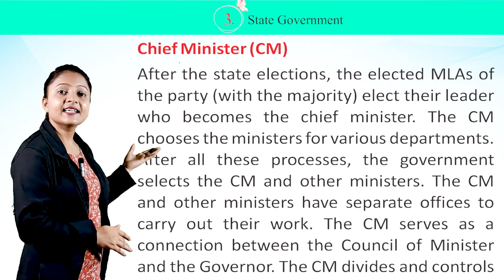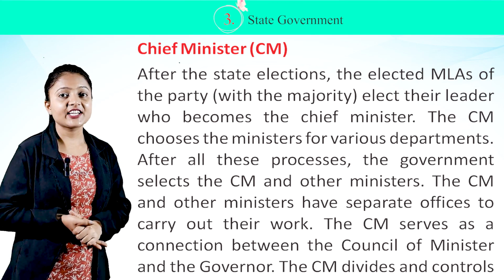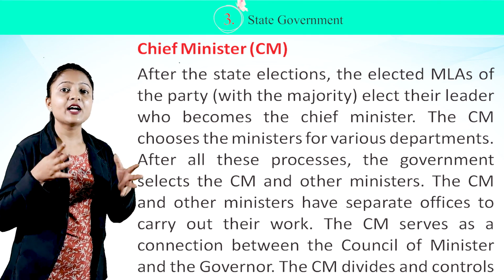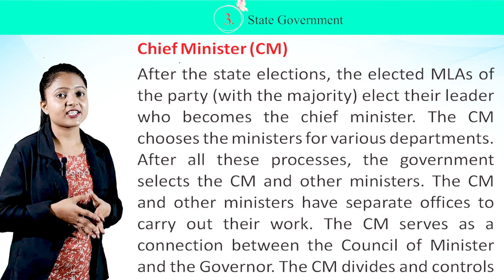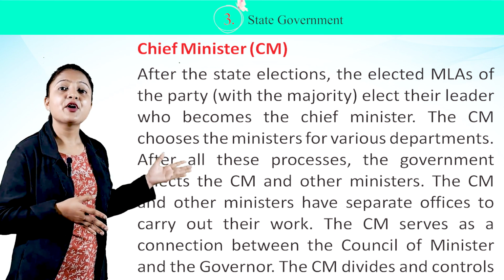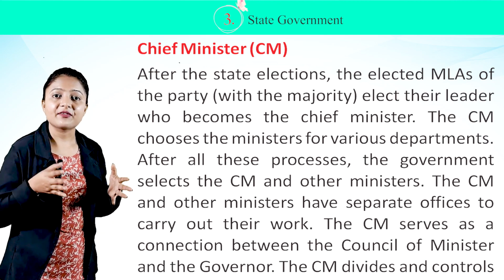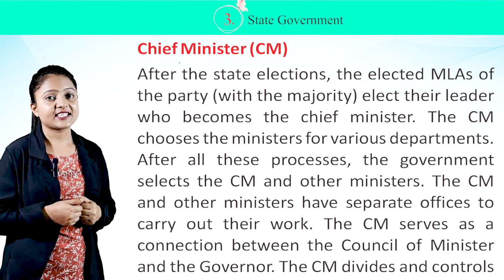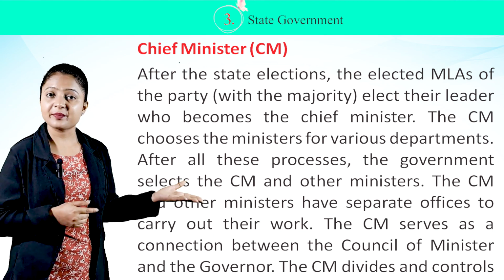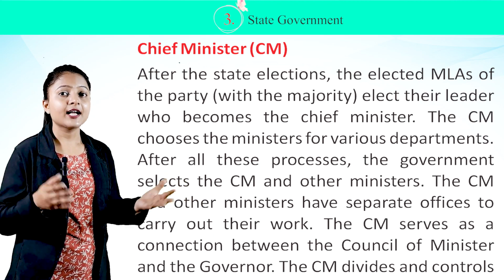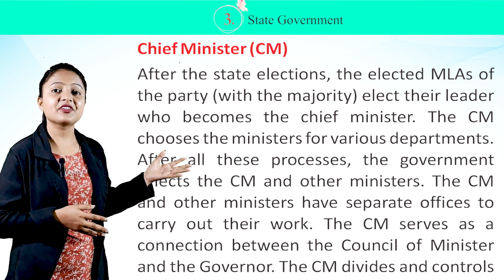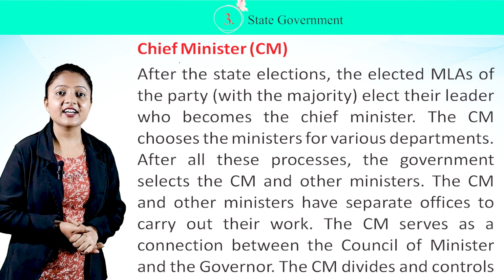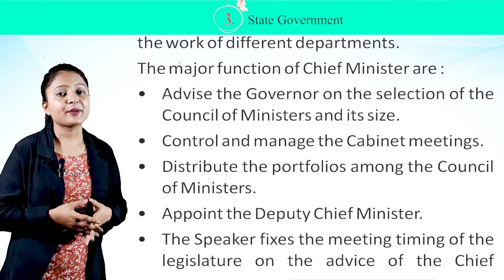Chief ministers, CM. After the state elections, the elected MLAs of the party with the majority elect their leader who becomes the chief minister. The CM chooses the ministers for various departments. After all these processes, the government selects the CM and other ministers. The CM and other ministers have separate offices to carry out their work. The CM serves as a connection between the Council of Ministers and the governor. The CM divides and controls the work of different departments.